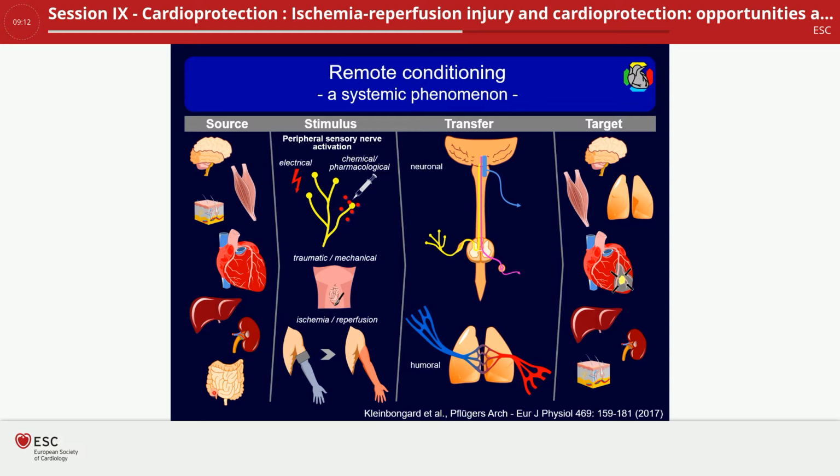Now, the actual enigmatic part of it is, how does an injurious stimulus in one part of the body get to a very distant other part of the body to elicit protection there? And what we know nowadays is there is both a neuronal component through sensory nerves and the central nervous system, and a humoral component by factors that are being released and reach those other organs. And again, the target organ does not necessarily have to be the heart. We have evidence now that also other organs are protected by this phenomenon, like the brain, the skeletal muscle, the lungs, and so on. So it's truly a systemic response.